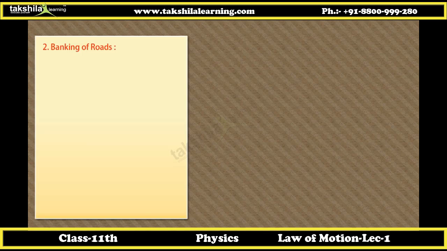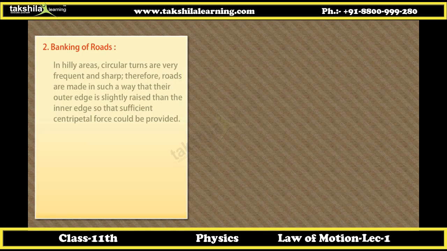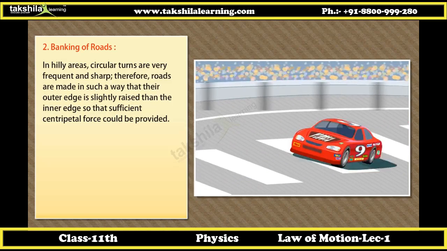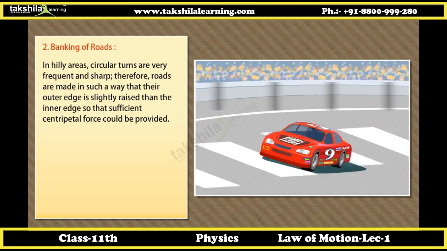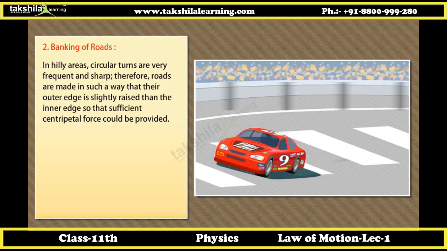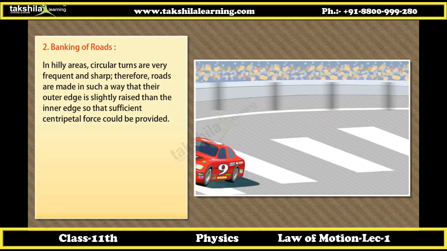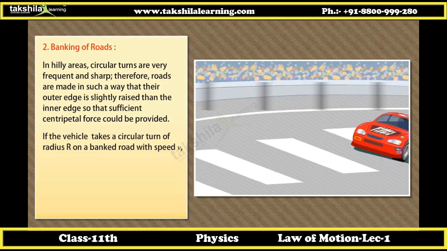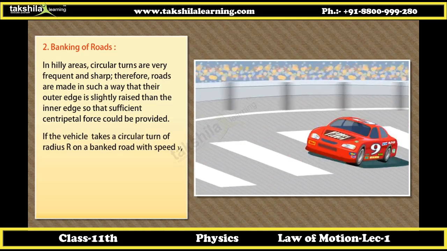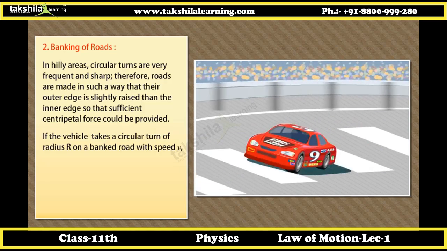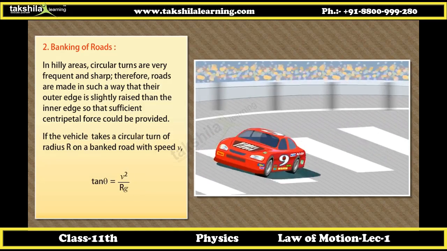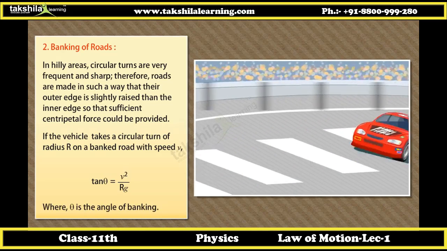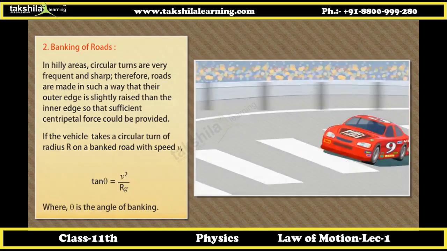Number 2. Banking of roads. In hilly areas, circular turns are very frequent and sharp. Therefore, roads are made in such a way that their outer edge is slightly raised than the inner edge, so that sufficient centripetal force could be provided. If the vehicle takes a circular turn of radius r on a banked road with speed v, tan θ = v²/rg, where θ is the angle of banking.